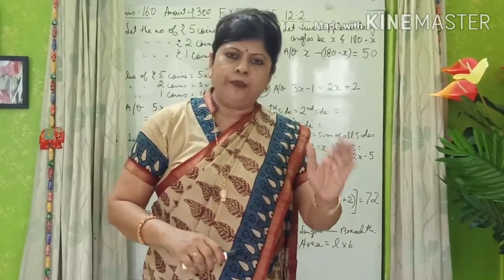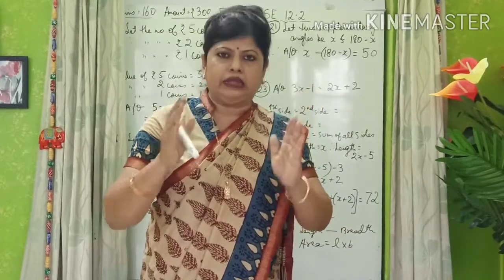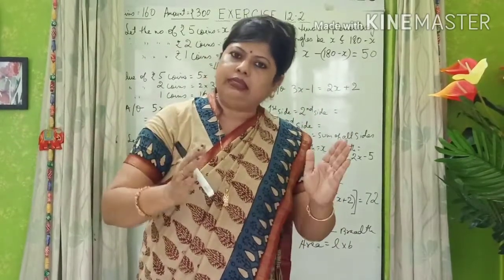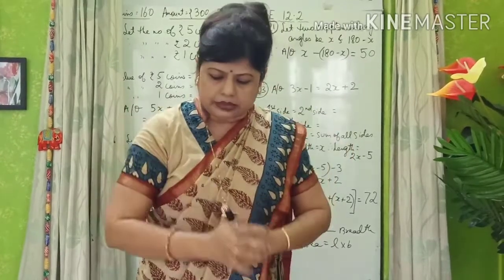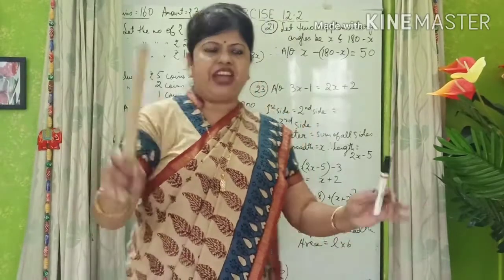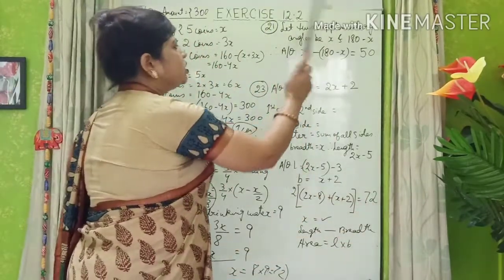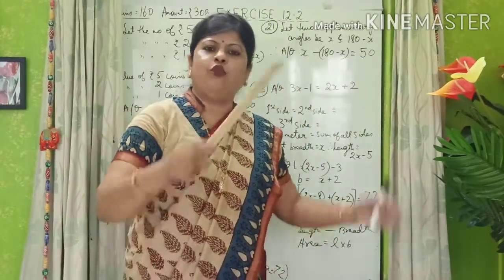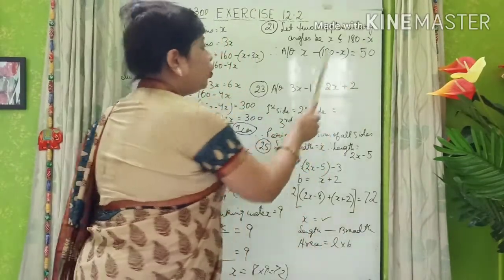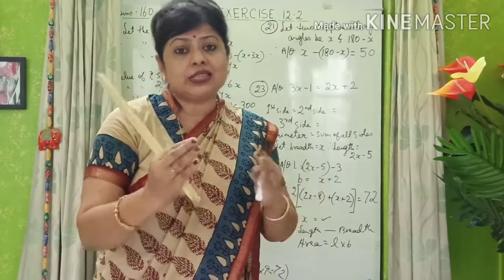Now we know very well that if the sum of two angles equals 180, then they are called supplementary angles. So in this question, the question says they differ by 50. Very easy. So let two supplementary angles be: if one is x, the other will be 180 minus x. And according to the question, their difference is 50.